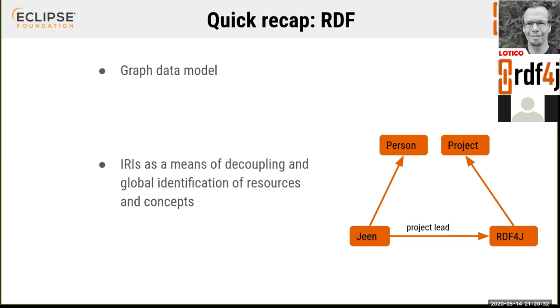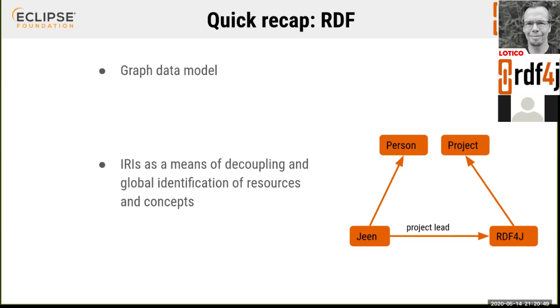And what the essence of it is, it's a graph data model, right? We have a little graph here, 4 nodes, 3 edges, where Jeen is the project lead of RDF4J, and RDF4J is a project, and Jeen is a person.